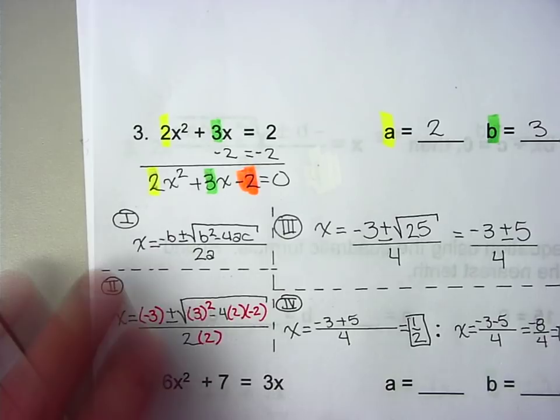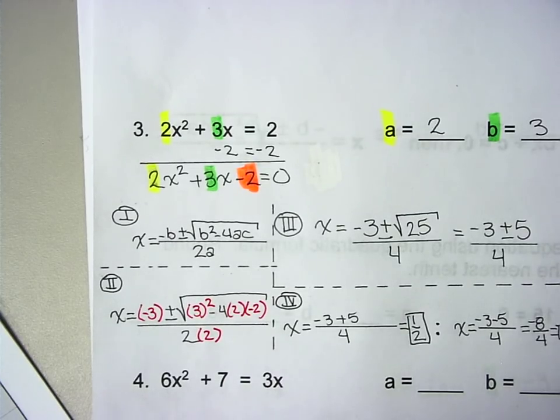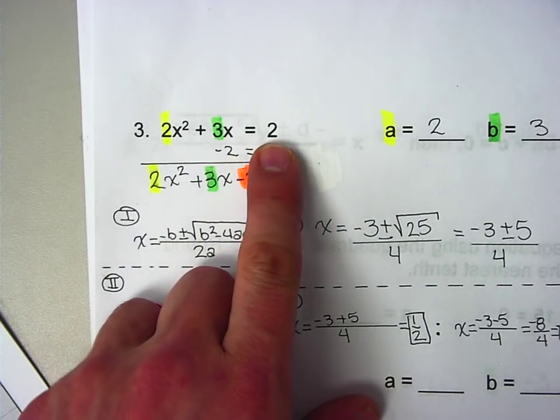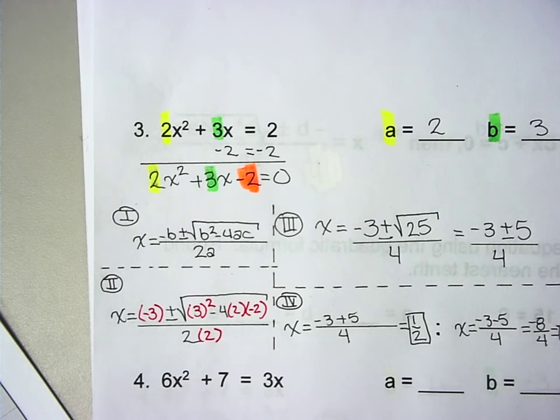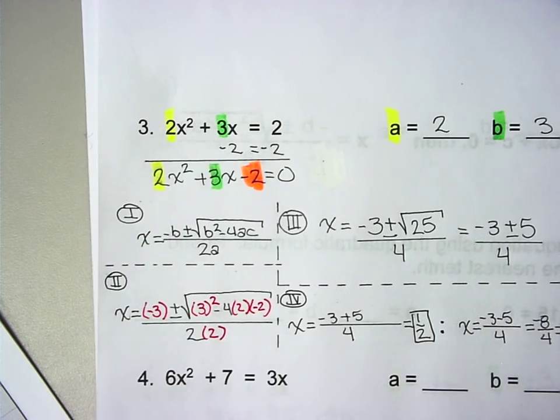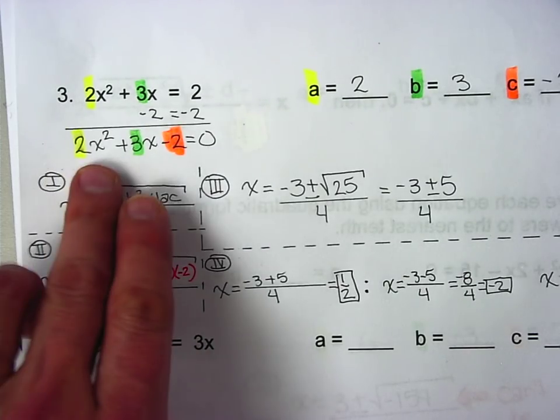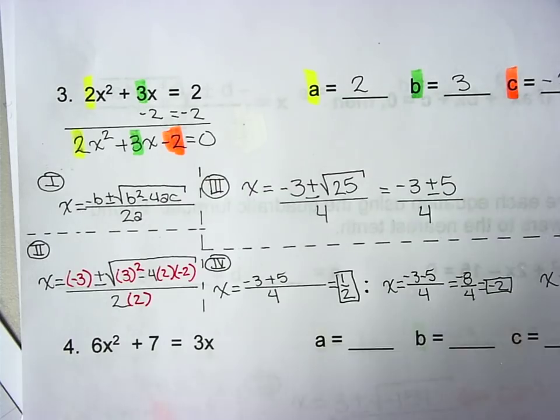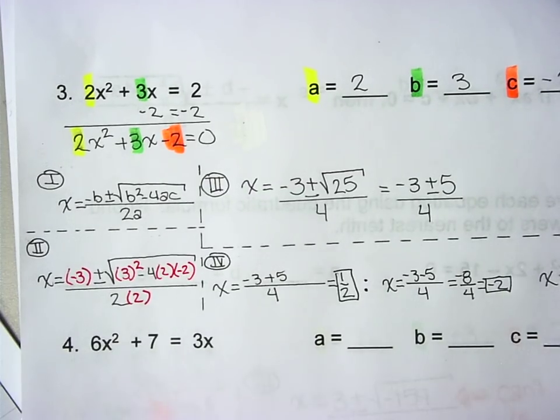For number 3, before you can start solving anything, though, you have to make sure this equation is in standard form, which means that it's going to be equal to 0. But it's not, it's equal to 2. So in order to move that 2 and make it equal to 0, I subtract 2 from both sides, and now my equation becomes 2x squared plus 3x minus 2 equals 0. I can now apply the quadratic formula.